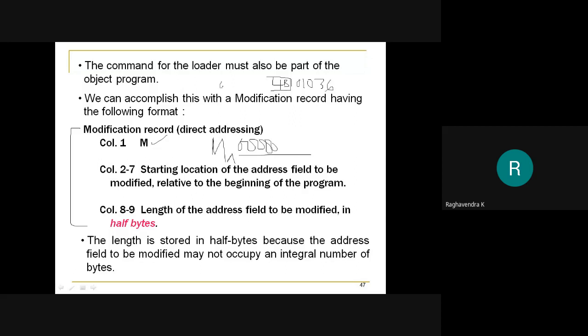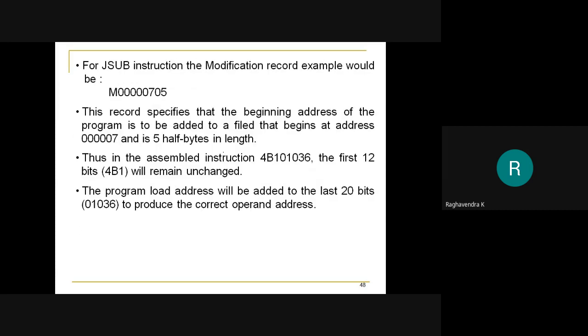For example, if this instruction was present at 0006, then I will write it as 0007. I'll skip 1 byte and write it. This is the location where the modification has to take place. Then from column 8 to 9, I need to specify the length of the address field to be modified in half bytes. The 20-bit address field is there in our format 4. So 20 bits expressed in half bytes is how much? 5 half bytes, right? So we'll write 05. Got it? This is how we write the modification record for our program.